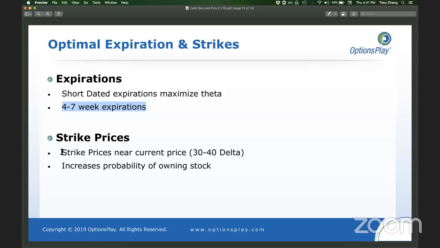As far as strike prices go, we usually want to select strike prices near the current price, because when you're selling a cash secured put, unlike a covered call, where you don't want the call to be exercised, you generally want that put to be exercised, because the goal of selling a put is to own that stock. So as long as your goal is to own that stock, you want to sell a strike price near the current price. About a 30 to 40 delta is a good range to target, and this really increases your probability of owning that stock. That's why we tend to chase these fairly aggressive strikes when selling cash secured puts, which is the opposite of what we typically do when selling covered calls.